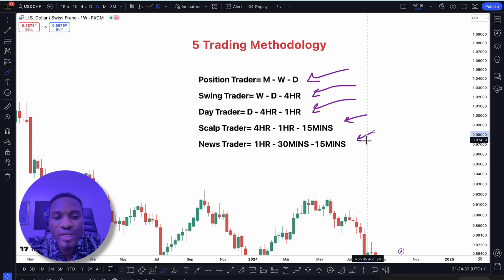So we all know right now, the position trader will start their time frame from the what? From the monthly chart. And the swing trader will start from what? From the weekly chart. Day trader will start from the day chart.